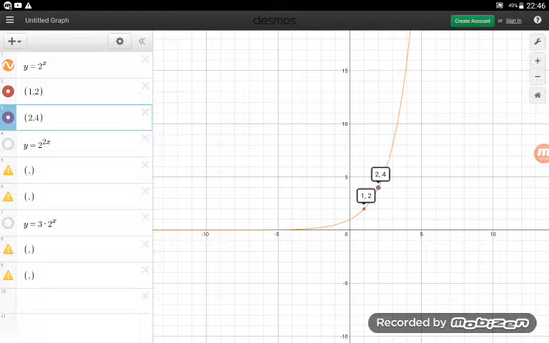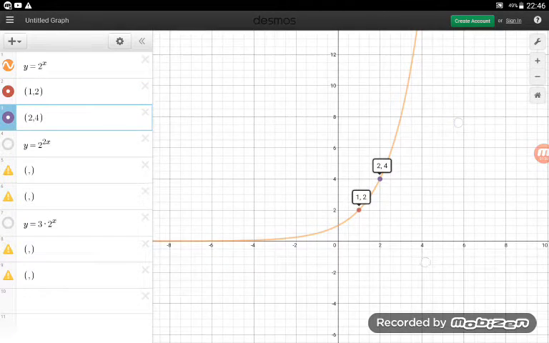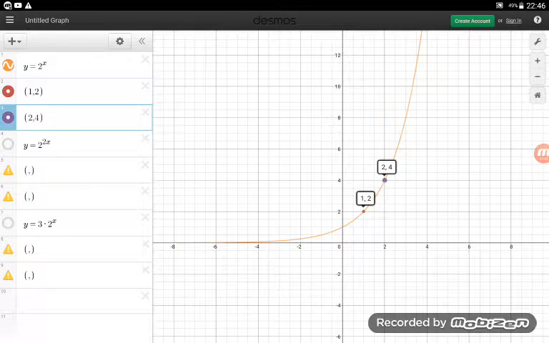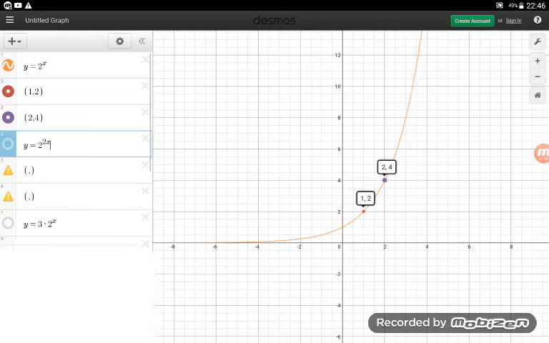If you're wondering how I got these two points, I simply picked some x values. In this case, x equals 1 and x equals 2, and I substituted them into the equation y equals 2 to the power of x, and my y values would be 2 and 4 respectively. So I'm just substituting the x values into the equation to get my y coordinates. Now let's talk about transformation then.